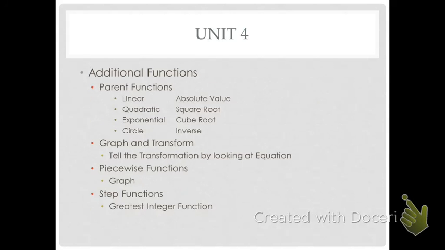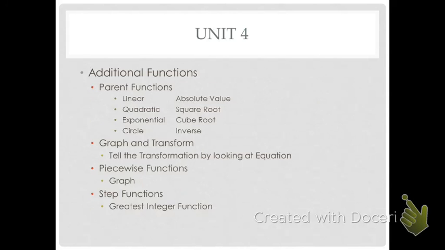In Unit 4, we did additional functions. We had 8 parent functions. We had 4 that we already knew and have already worked with, and we had 4 new ones. You need to know your domain and range and all your transformations. Those are very important. All right. You also need to be able to look at your equation that you're given and tell the transformation just by looking at your a, h, and k values.